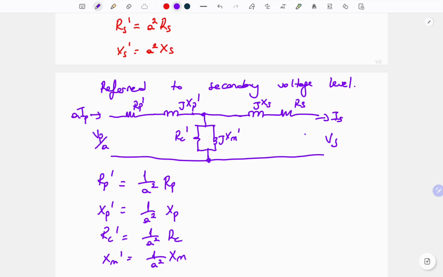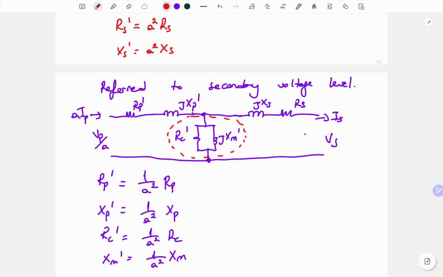Okay, so we have one more simplification. We eliminated the conversion representation inside the two-sided equivalent circuit. Then we have one more simplification. What is it? It is about the excitation branch, about this part. So we have two components, Rc and Xm, or Rc prime and Xm prime.